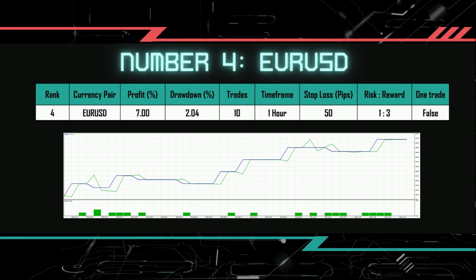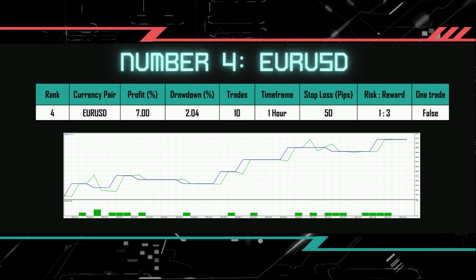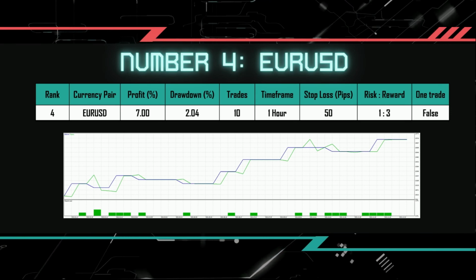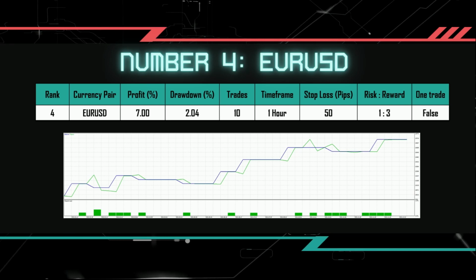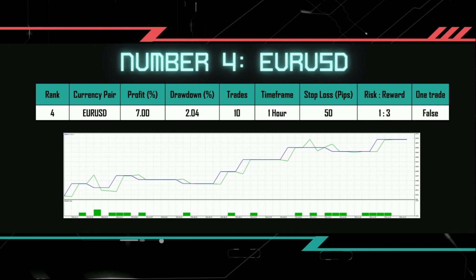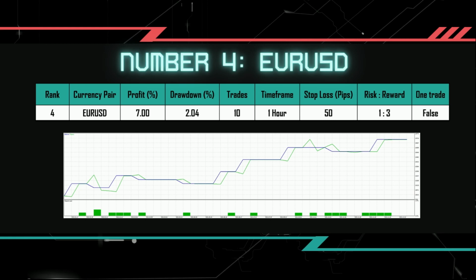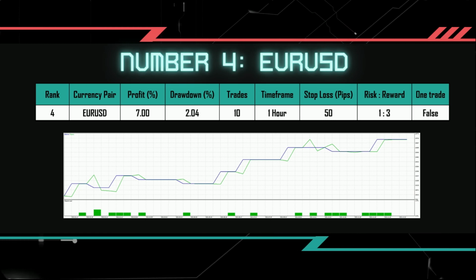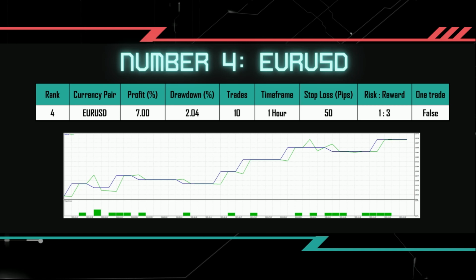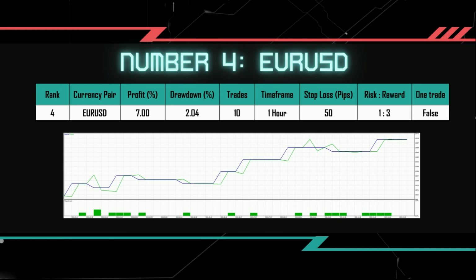At number 4, we have the popular Eurodollar and US dollar. The drawdown percentage is better than some of the previous pairs, and the profit percentage was high as well. The best settings for this pair are 1 hour time frame, stop loss level at 50 pips and risk to reward ratio at 1:3. This is also one of my favorite pairs as it has a very nice smooth profitable equity curve. It has a low drawdown percentage and high profit percentage.